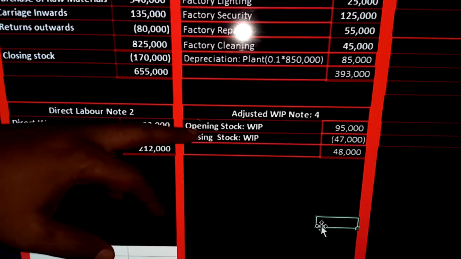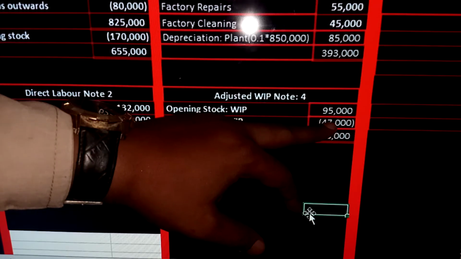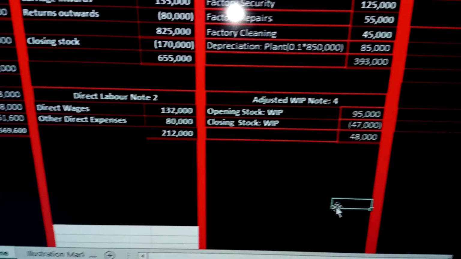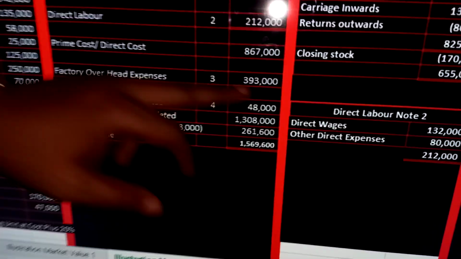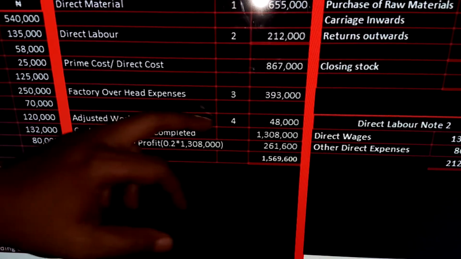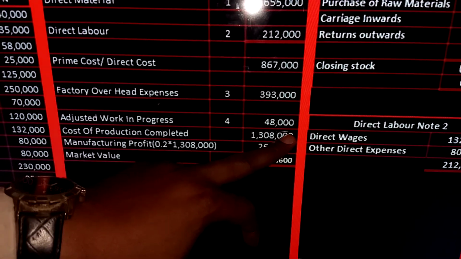So let's go. Your opening work in progress is 95,000. Closing work in progress is what? 47,000. So take out your closing work in progress from your opening. You have what? 48,000. So that's your adjusted work in progress, 48,000. So if you add your prime cost to your factory overhead to your adjusted work in progress, you have 1,308,000. That's your cost of production completed.